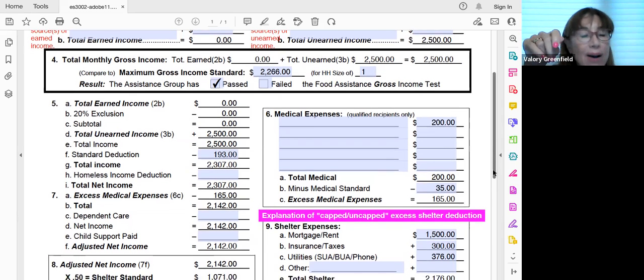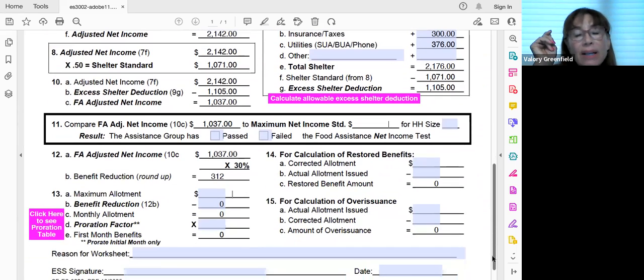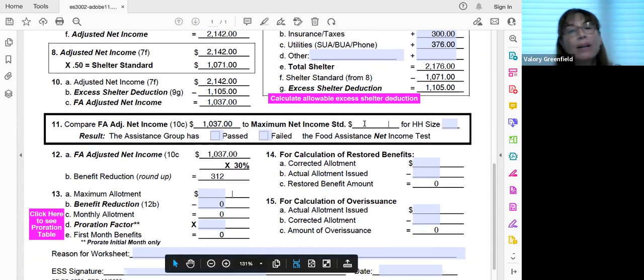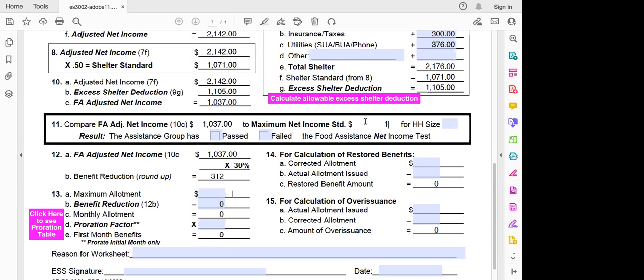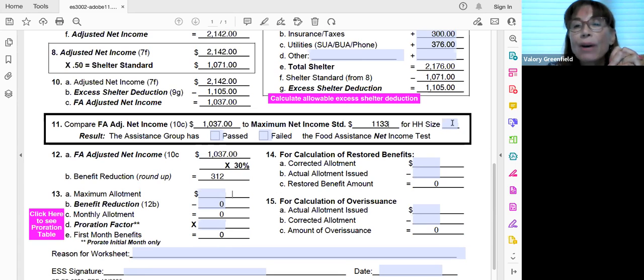Let's scroll back down to box 11, and even though he's not broad-based categorical eligible, he still gets to have his food stamp calculated because he doesn't have to meet that gross income test. He had to meet an asset test, but not a gross income test as a person with a disability. That net income standard that goes in that box right there from the chart is 1,133. He has to meet that. I'm sorry, Val, what did you say it was again? 1,133, for a household size of 1.